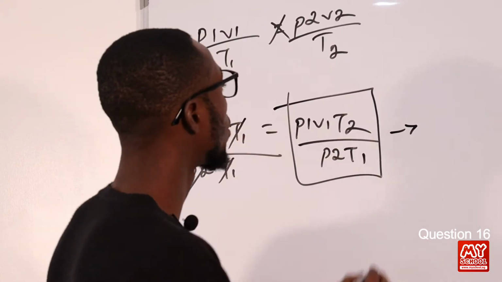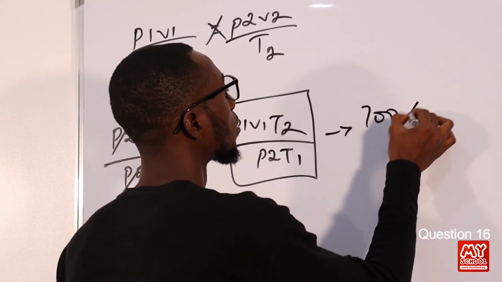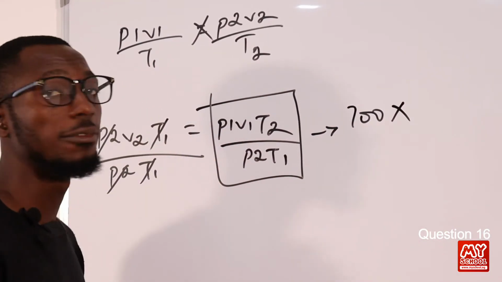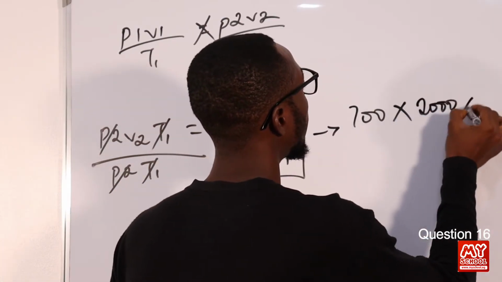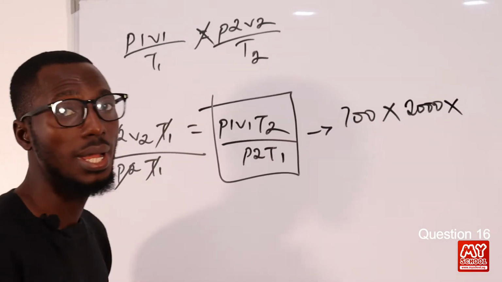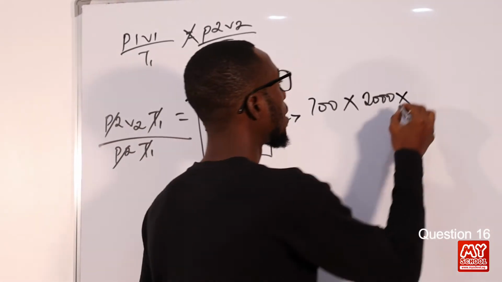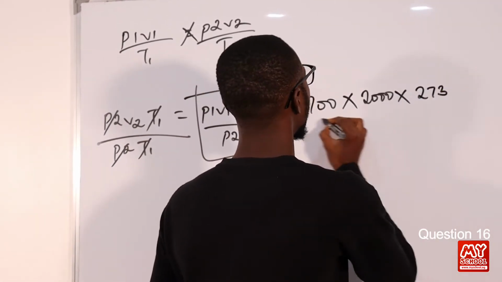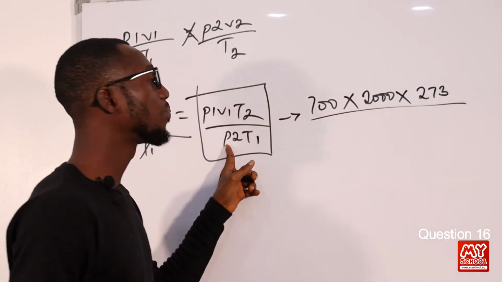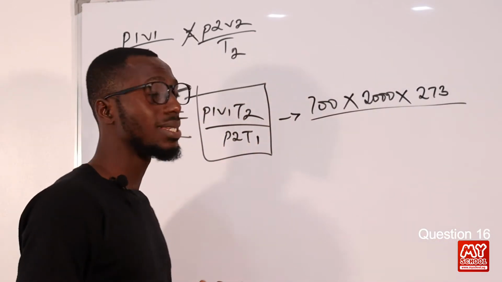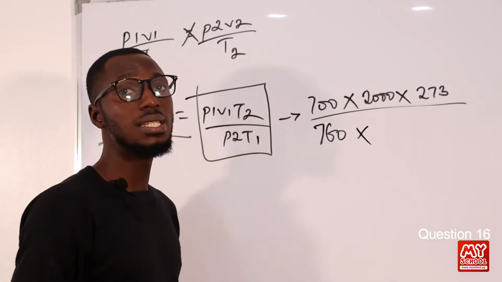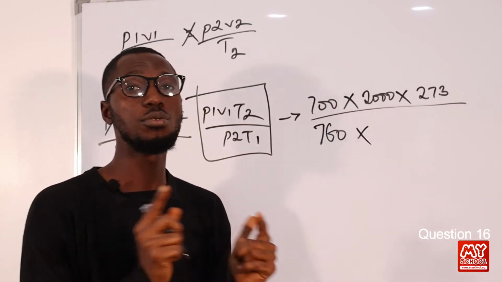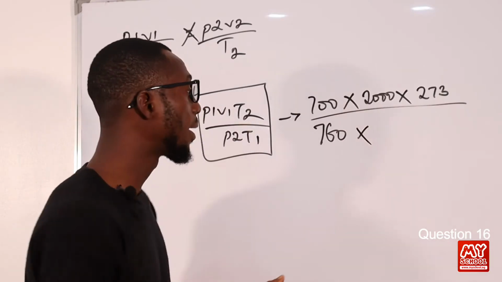So we have P1 as 700. Then V1 is given as 2000. Then T2 at STP, remember that is 273. Then we are given P2, remember again at STP that is 760, times T1, which is given as 27. So 27 plus 273 in Kelvin scale makes 300.